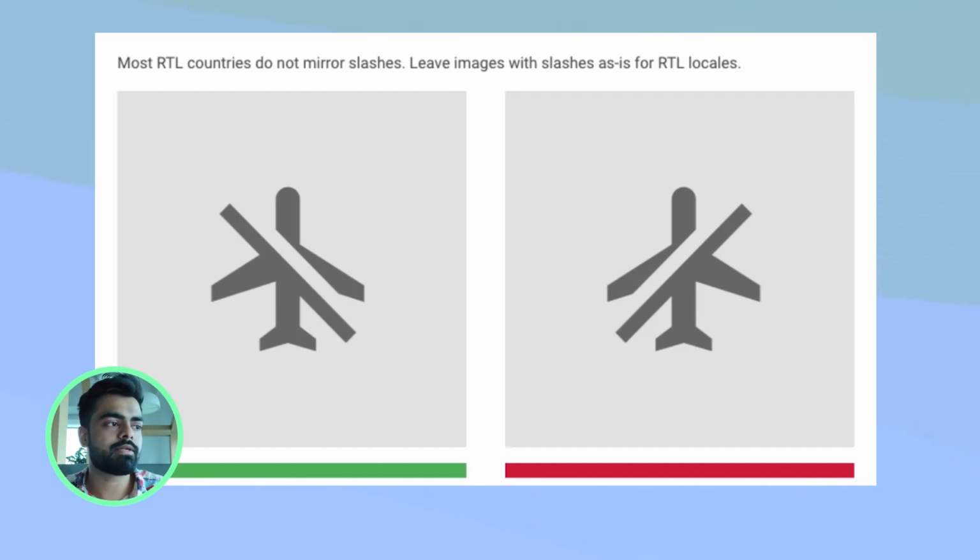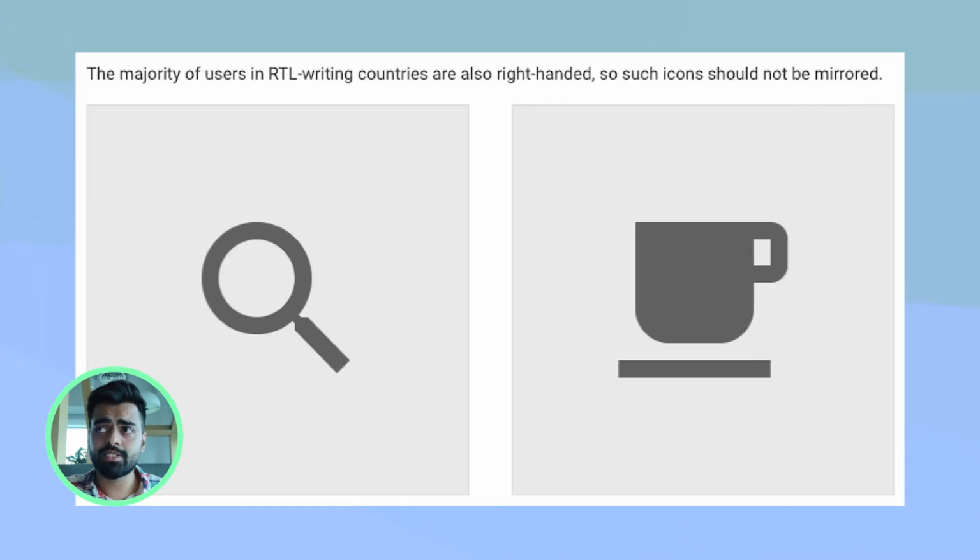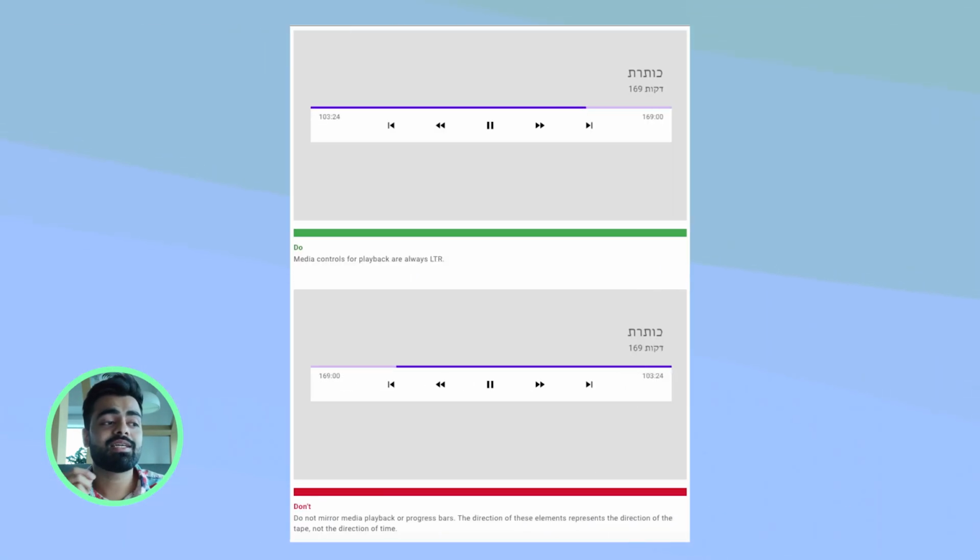In addition to that, any objects being held, like a magnifying glass or a cup: most people in the Arab world are also right-handed, so logically that doesn't need to be inverted. Also, very interestingly, the music player doesn't need to be inverted. If it goes like this in other parts of the world, it also goes like this in the Arabic world, because it shows the passage of tape, not time.